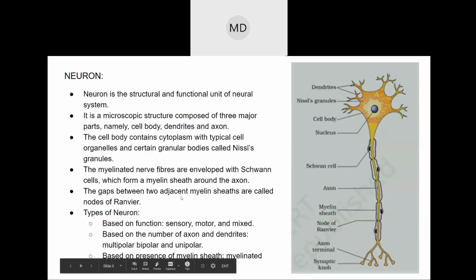Okay, so this is all about the neurons. Maybe a portion is left. I have not included it. No, I haven't.